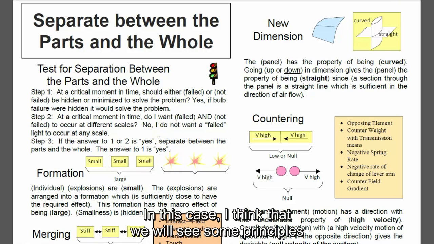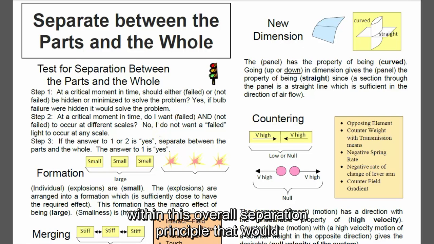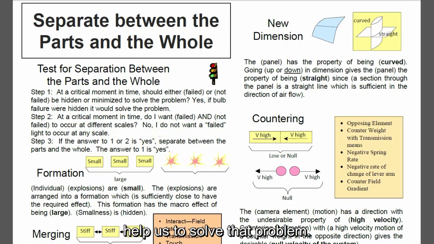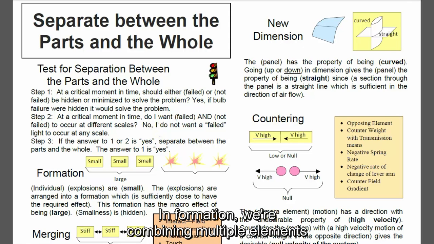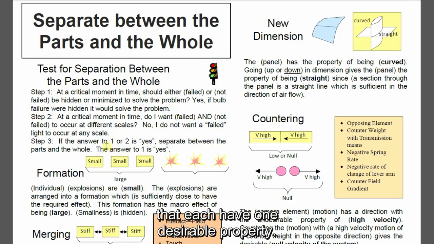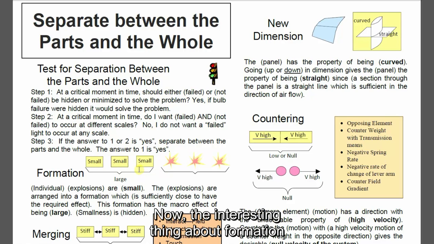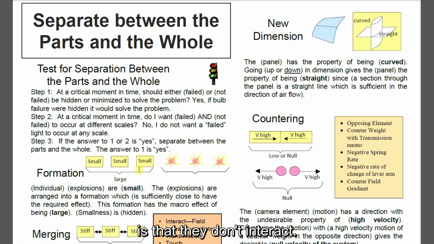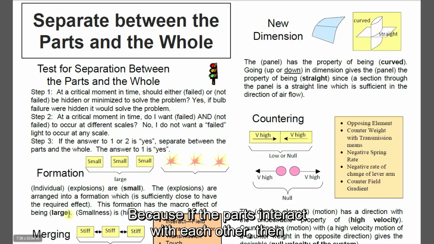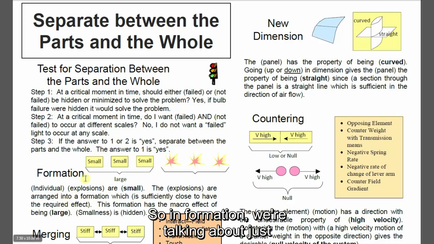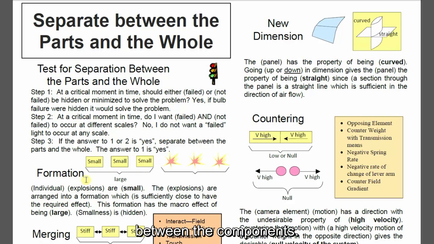In this case, I think that we will see some principles within this overall separation principle that would help us to solve that problem. In formation, we're combining multiple elements that each have one desirable property, but together they have another desirable property. Now, the interesting thing about formation is that they don't interact, because if the parts interact with each other, then it becomes merging, which we'll talk about in a moment. So in formation, we're talking about just the accumulative effect without interaction between the components.